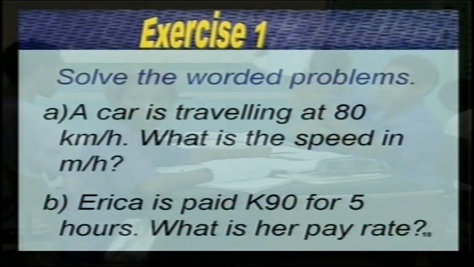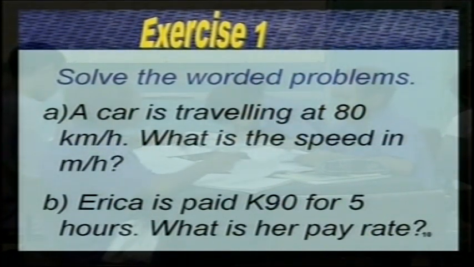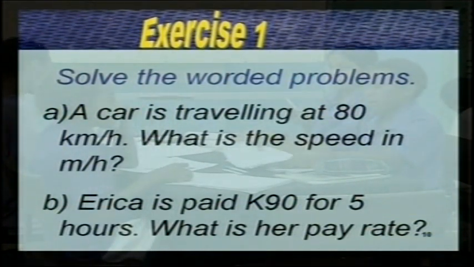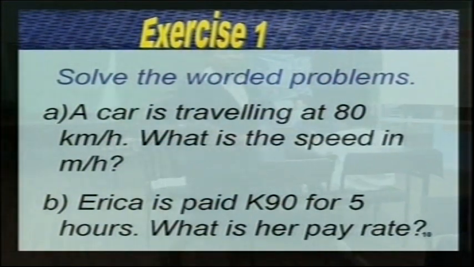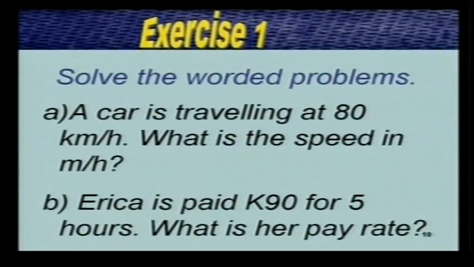So you are only going to change what? Kilometers into meters. Are you going to change the hour? No. Hour is already there, it's fixed. Just the 80 kilometers into meters. Class, I'm giving you a hint now. 80 kilometers into meters. That's what it's asking for, the speed in meters per hour. If it said meters per minute, then you would change the hour into minutes.